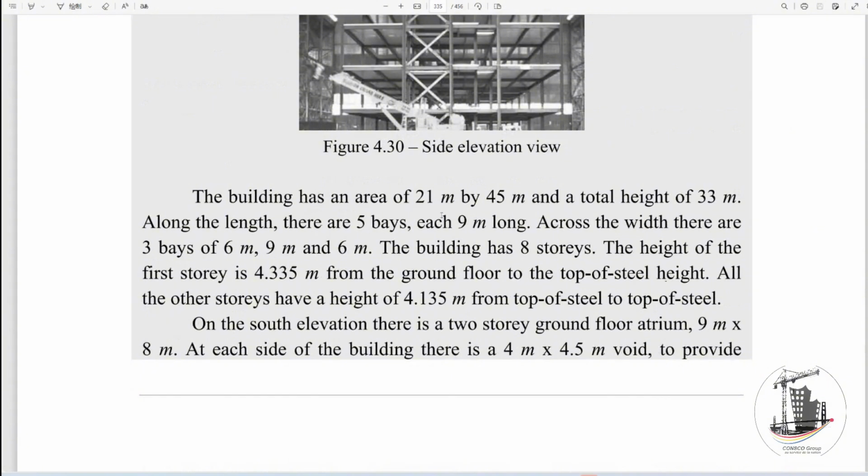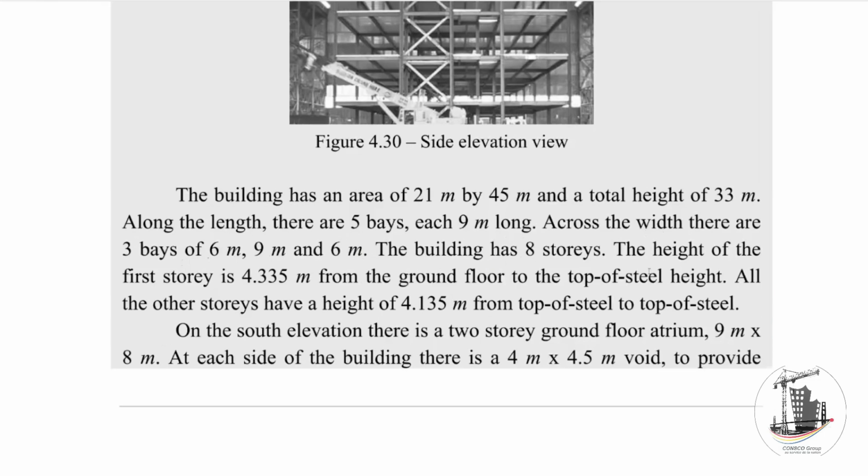We have 21 meters by 24. That is the width, and this is the length, and the total height of the building is 33 meters. Along the length there are 5 bays, each 9 meters long, and across the width there are 3 bays of 6 meters, 9 meters, and 6 meters again. The building is 8 stories.